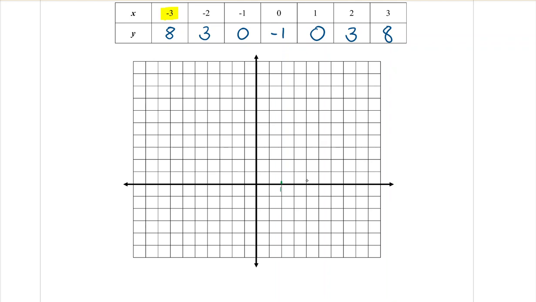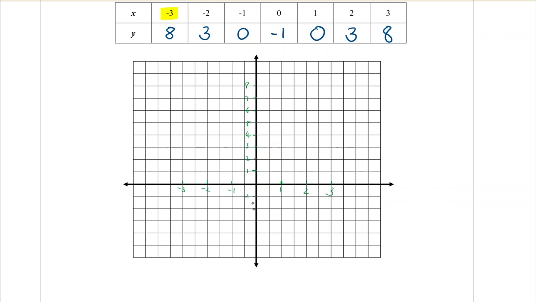So it's going to be 1, 2, 3 going that way, and minus 1, minus 2, minus 3 going that way. That will just help me spread it out a little bit more. I don't have enough space to do that for the y-axis though. I'll just have to go up in ones. So 1, 2, 3, 4, 5, 6, 7, 8.